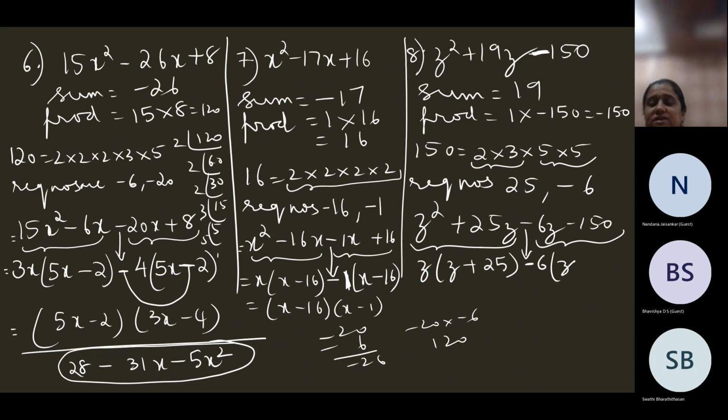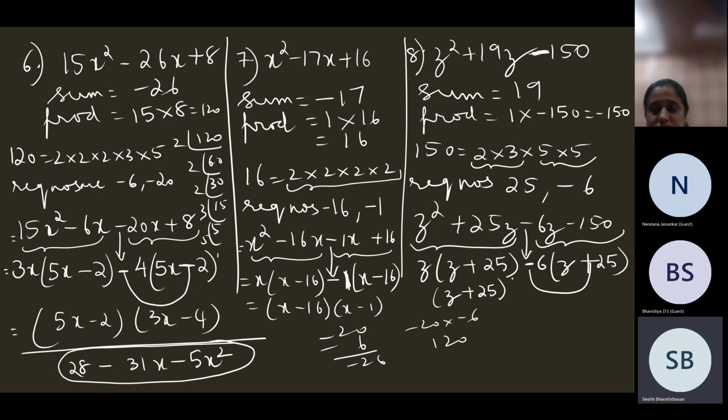6 into z is 6z. Minus into what is minus? Not minus. Plus 25. Minus into plus is minus 25. So the next step will be? Z plus 25 into z minus 6. Yes, ma'am. Yeah.